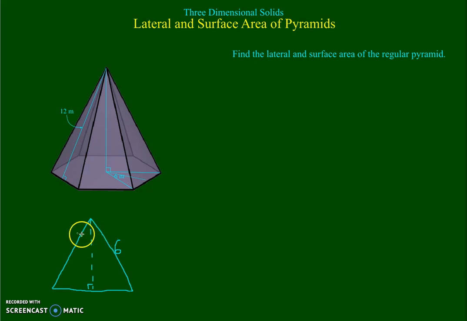So, again, we're going to need our angle inside here. This is a hexagon, so 360 divided by 6 gives us 60 degrees for this central angle here. So that angle is 60 degrees. That makes this angle 30 degrees. So we have a 30, 60, 90 triangle.